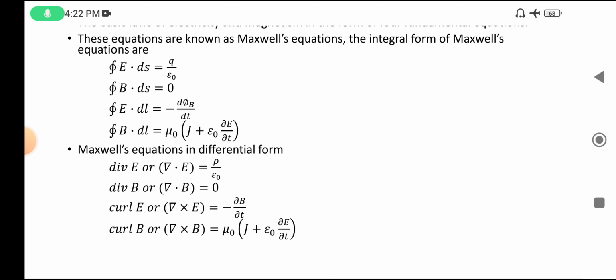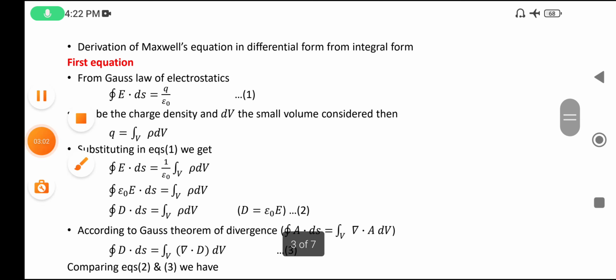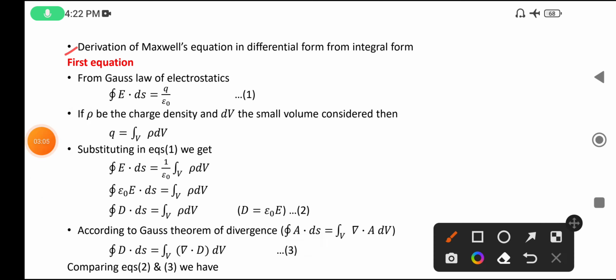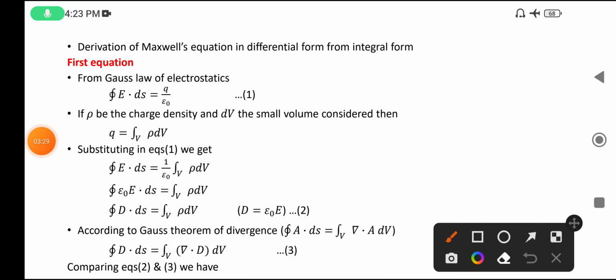Okay, let me start with the first equation. Derivation of Maxwell's equation in differential form from integral form. So what is the first equation? It is from Gauss law of electrostatics. This is the formula of Gauss law in integral form for electrostatics only. Let it be equation 1.